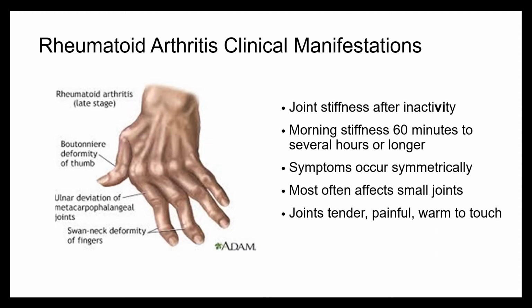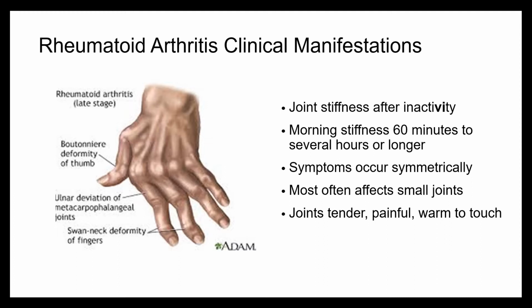This is in contrast to osteoarthritis, where only the joints that are used are affected. So osteoarthritis has asymmetrical joint involvement. Rheumatoid arthritis has symmetrical joint involvement. It does most often affect the small joints, for example, of the fingers and the hand. However, it can affect larger joints, and at times even the cervical spine may be involved.